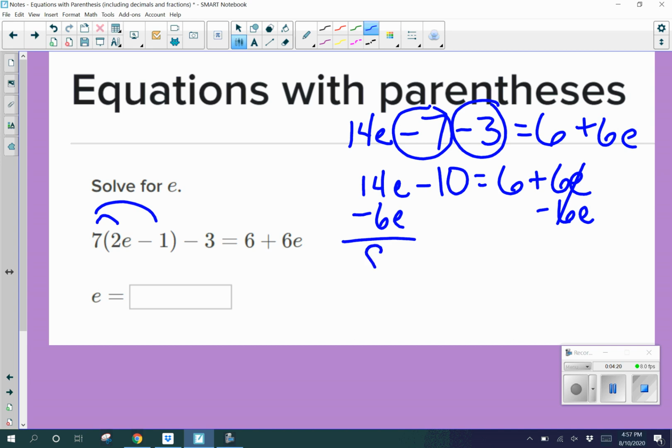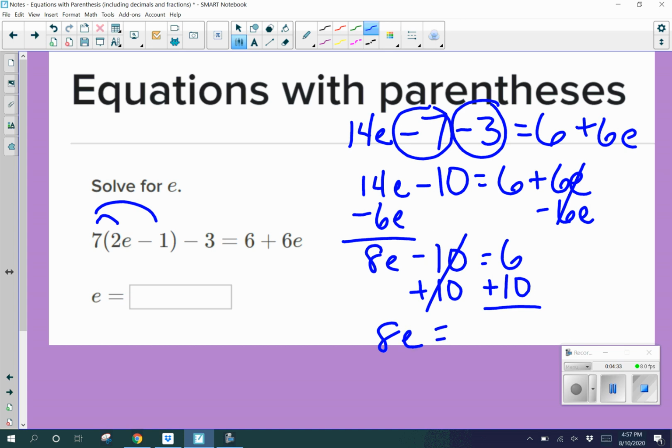14e minus 6e is 8e. Minus 10 equals 6. And now we're left with just a two-step equation that we can just solve. That leaves me with 8e on the left equals 16. And then our last step is to divide through by the coefficient, leaving us with e equals 2.